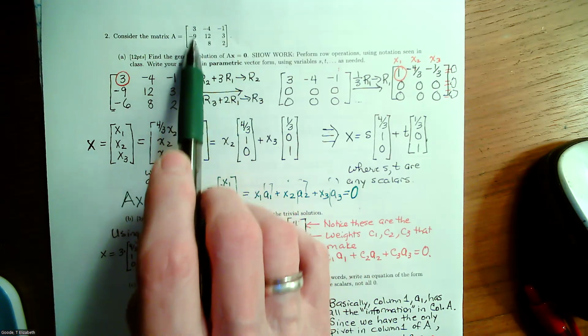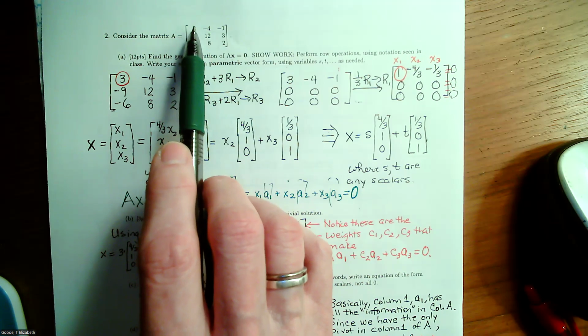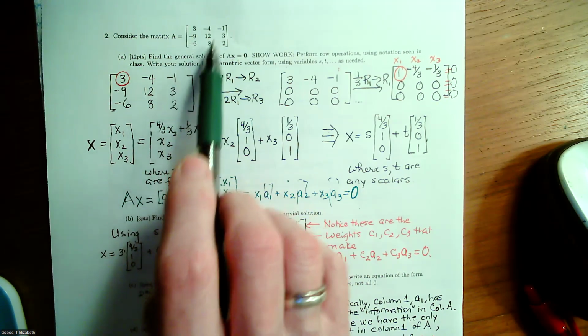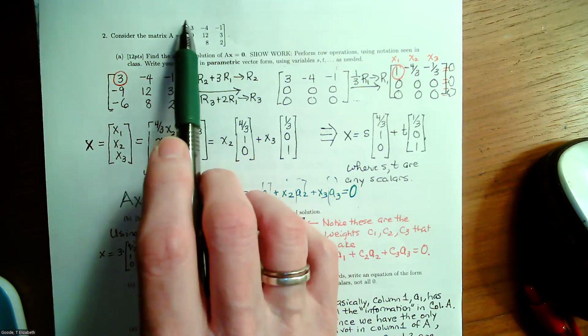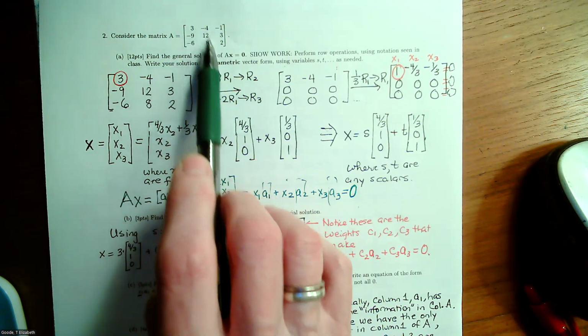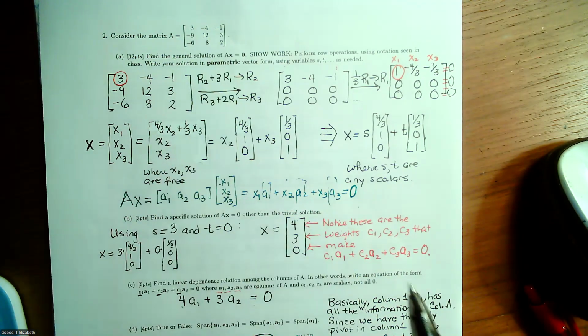And you could multiply column 1 by what? -4/3 and get column 2. The point is, these columns are all lying on the same line in 3 space. They're all scalar multiples of each other. So you only need one of them.